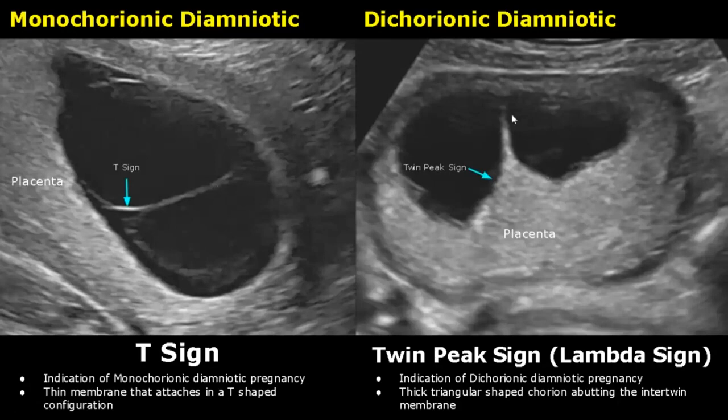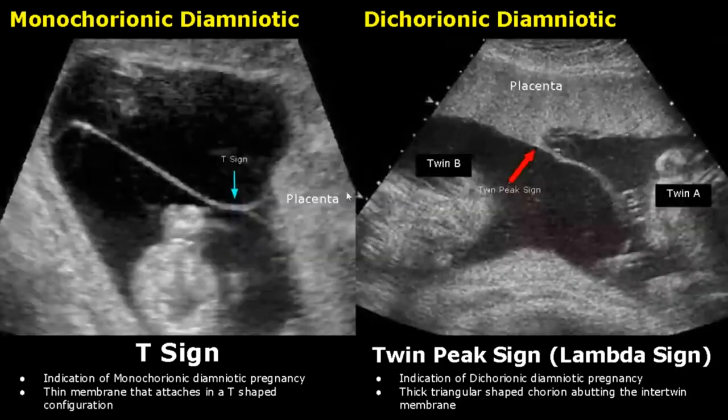The twin peak sign, also known as the lambda sign, is an indication of dichorionic diamniotic pregnancy. Thick triangular shaped chorion will be seen abutting the intertwin membrane. Here are more images. This is the T sign and this is the twin peak sign. The triangular shaped chorion is seen here.